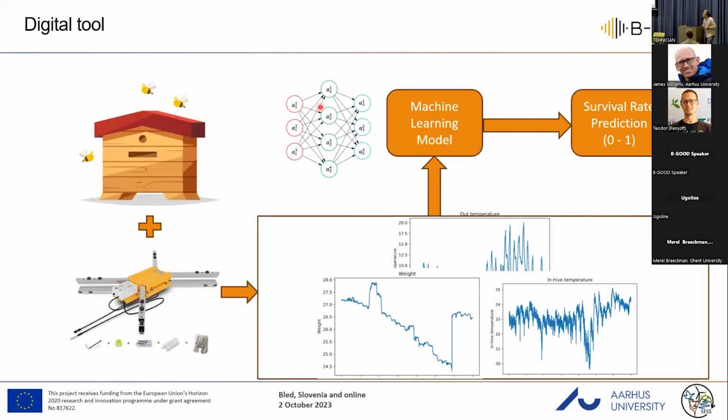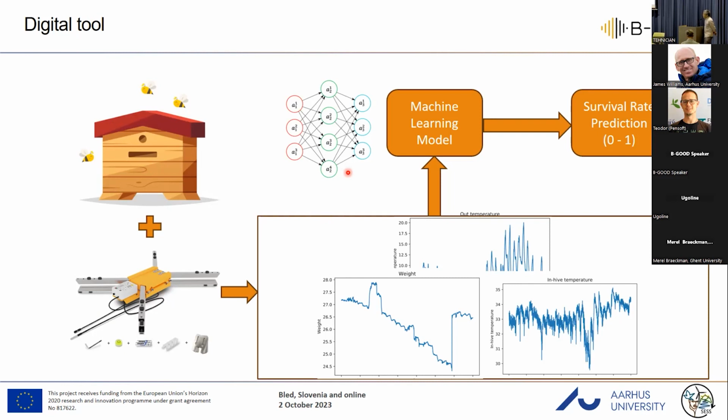So the digital tool essentially is a monitoring system. The first step, of course, we need a colony. And then we install a bee base beneath the hive to monitor the hive development. From this bee base, we can gather different types of data, like the hive weight, the inner temperature, the outer temperature, etc. After we have this data, we can train a machine learning model. Here is an example, a neural network. I will show you some more information later.